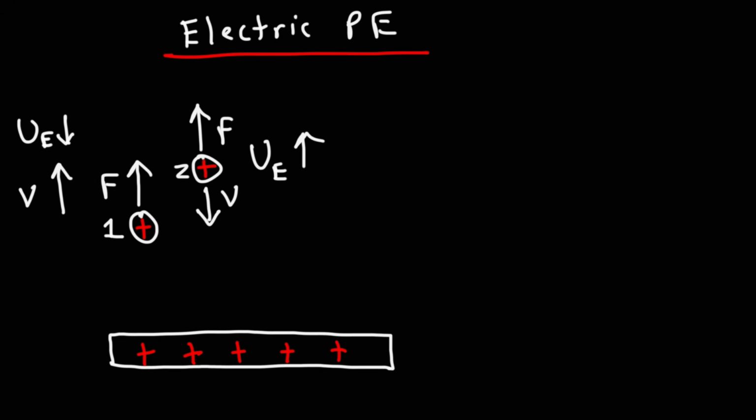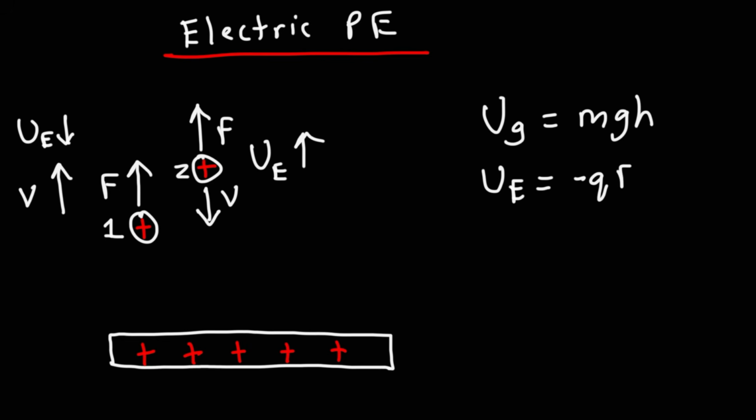So you can see the similarities here. Electric potential energy and gravitational potential energy are very similar. If you look at the formula for gravitational potential energy, it's mgh, and if you compare that to the formula for electric potential energy, it's negative q, that's the charge, times the electric field, times the height, or the distance between the charge and the charge plate.